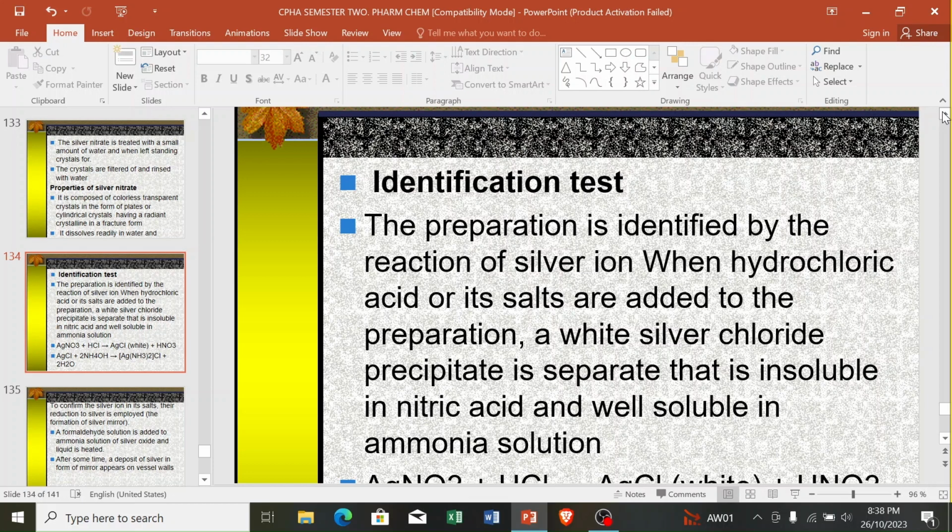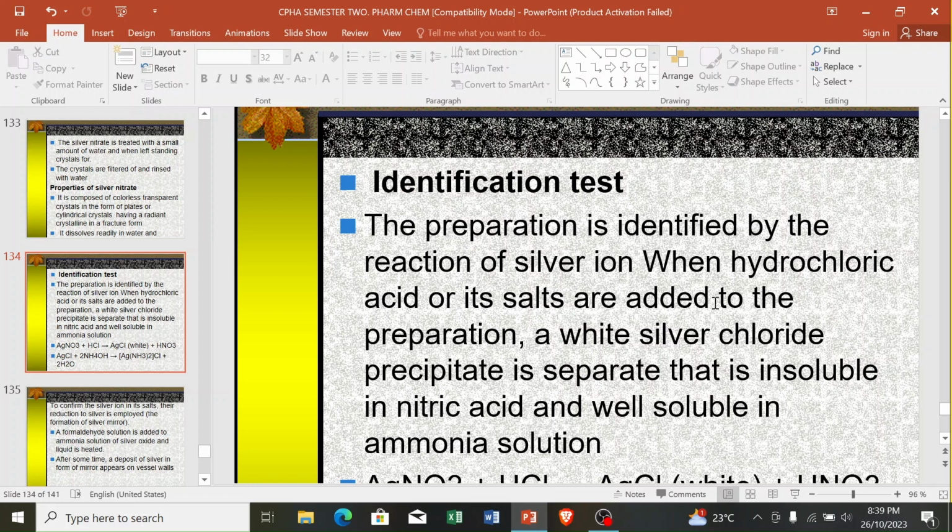However, when you're asked to describe identification tests, you have to identify how many cations and anions you have in this compound. After you have identified the cations and anions, carry out different tests on the cation, and then carry out a test on the anion. So the preparation is identified by reaction of silver ions. As I've said, we are focusing on silver ions. But when we look at nitrate, we also have ways of identifying the anion. Here we are identifying the cation, whereby we have to add hydrochloric acid.